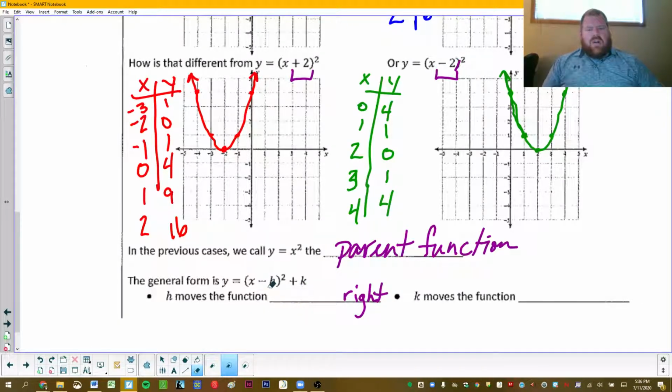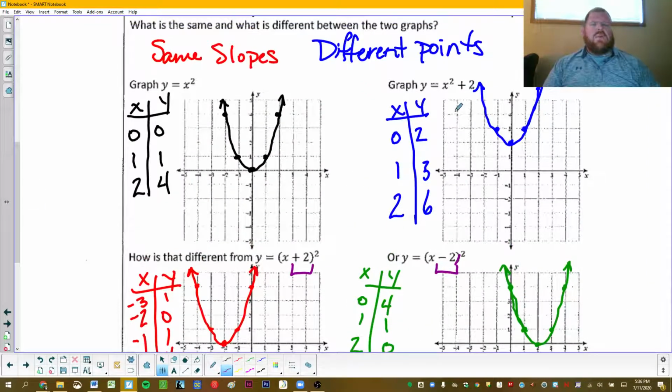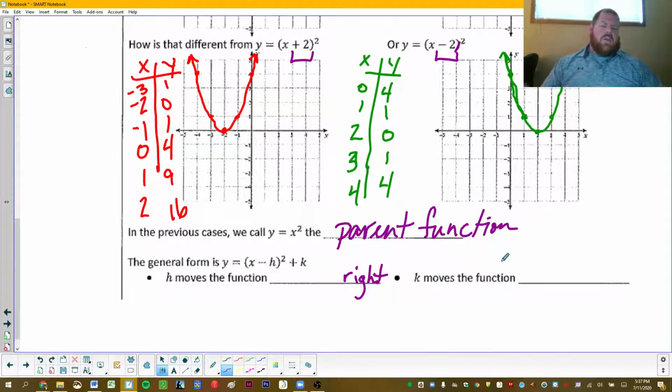Okay? In general, anything that's in here is going to move it left or right. But if h is a positive number, or if this thing looks like x minus something, then it's going to be moved to the right. Whereas the plus k, that was like the blue one up here, where it said +2, but it was outside of the squared, it moved it upwards. So when that number out there is a plus, it moves it up, and if it were to be a -2 up there, it would drag it down 2 places. So it moves the function up.